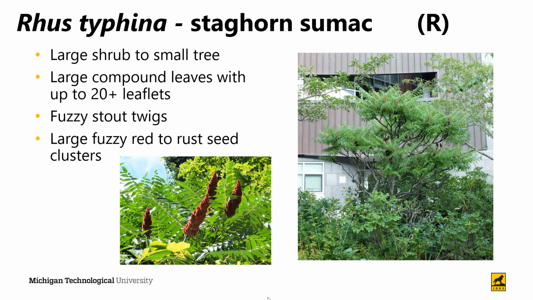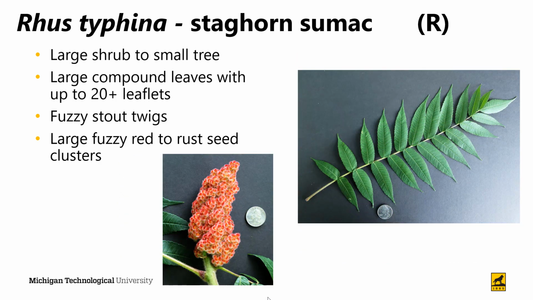If you've driven along any country road in Michigan, it's likely you've seen our next tree, which is usually more of a shrub. It's the staghorn sumac, and you can find this one between Van Pelt Library and Recce Hall. Staghorn sumac has large compound leaves with 20 or more leaflets. It gets its name from the reddish clusters of fuzzy seed pods that resemble a deer's fuzzy antlers.